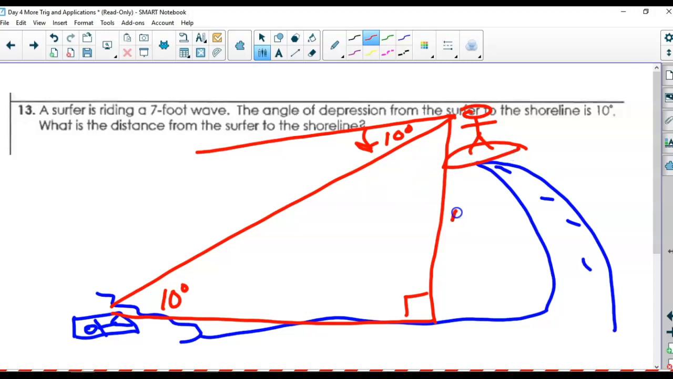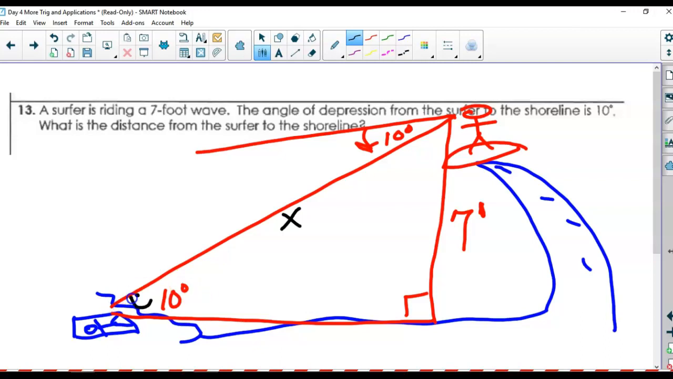All right, the wave is 7 feet tall, and we're trying to find the distance from the surfer to the shoreline. I'm not really sure which they wanted us to find. I'm going to go with they want the direct distance here. Hopefully on a quiz I would give you a little bit of a picture, or I would be clearer about that. But from where he is at the top of the wave to where he's going to crash onto the shore, we're going to find that distance.